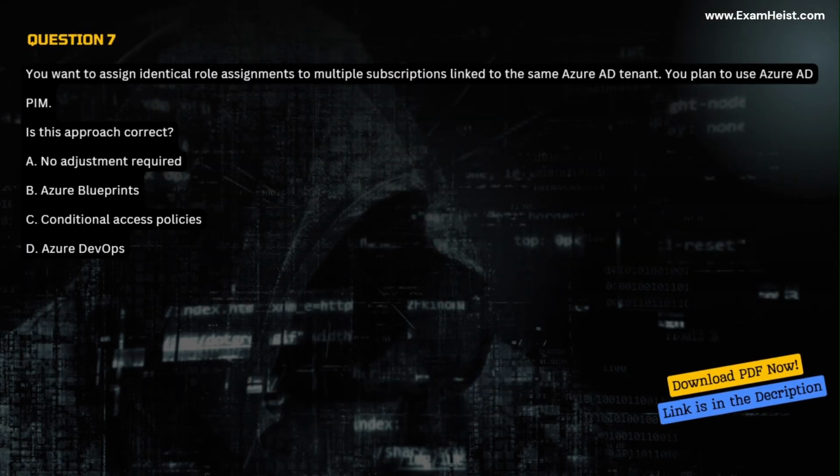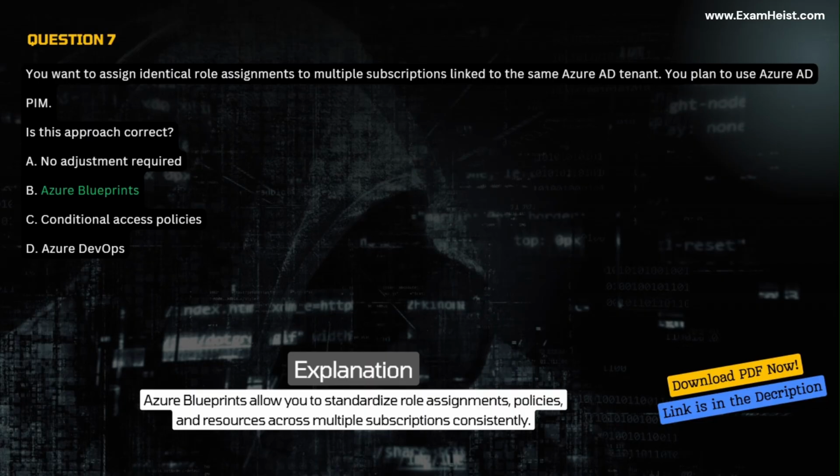Question 7. You want to assign identical role assignments to multiple subscriptions linked to the same Azure AD tenant. You plan to use Azure AD PIM. Is this approach correct? A. No adjustment required. B. Azure Blueprints. C. Conditional access policies. D. Azure DevOps. Correct answer B. Azure Blueprints. Explanation. Azure Blueprints allow you to standardize role assignments, policies, and resources across multiple subscriptions consistently.